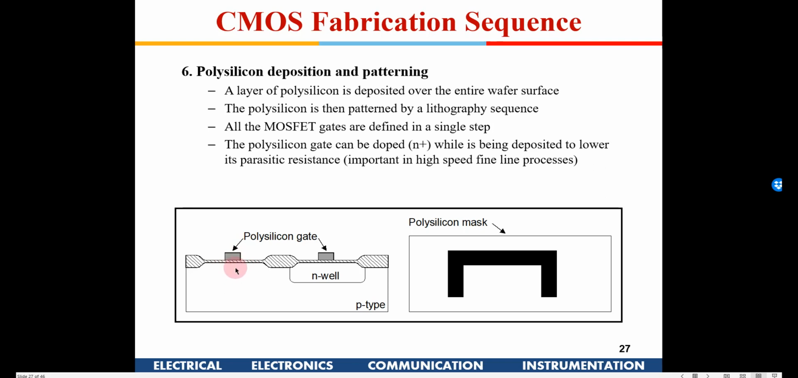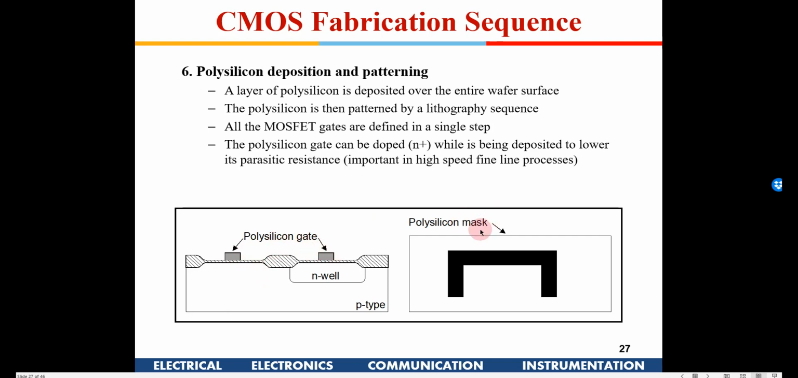So they get self-aligned, so you don't have to worry about the alignment aspect. Automatically in between there will be a channel, and on both sides you will have a source and drain. That is known as self-aligned. Okay, so you make a polysilicon. Again the procedure is the same.